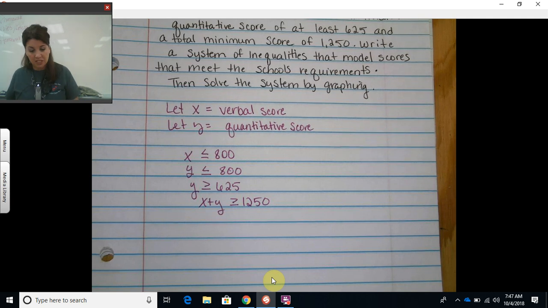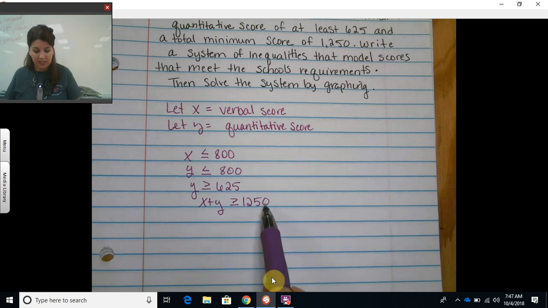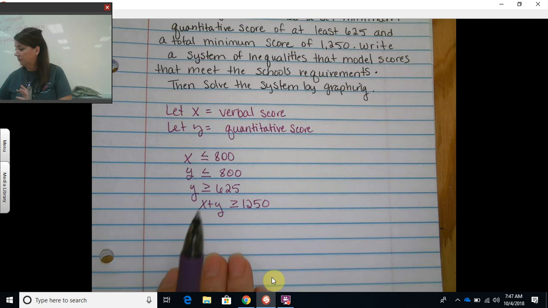Okay, so on my next page, I know first of all that the highest score I can get is 1,250 with them combined. So on my x and my y axis, I'll do increments of 100. And I'm going to go up to at least 1300. So you can start graphing that.